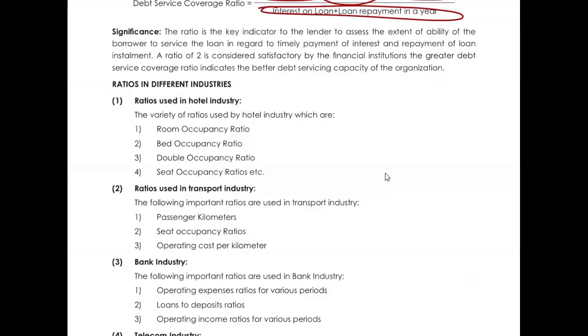Some ratios we have in different industries. For example, in hotels, we have the occupancy ratios: room occupancy ratio, bed occupancy ratio, double occupancy, or seat occupancy. So again, for any ratio, you can form the formula yourself. For example, if I want to calculate the room occupancy.